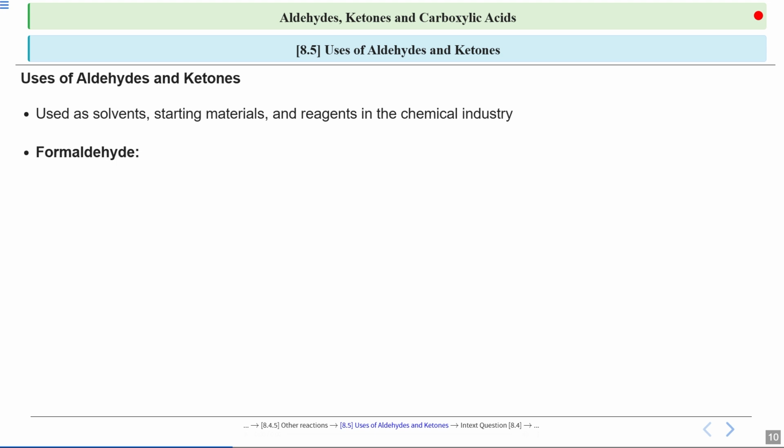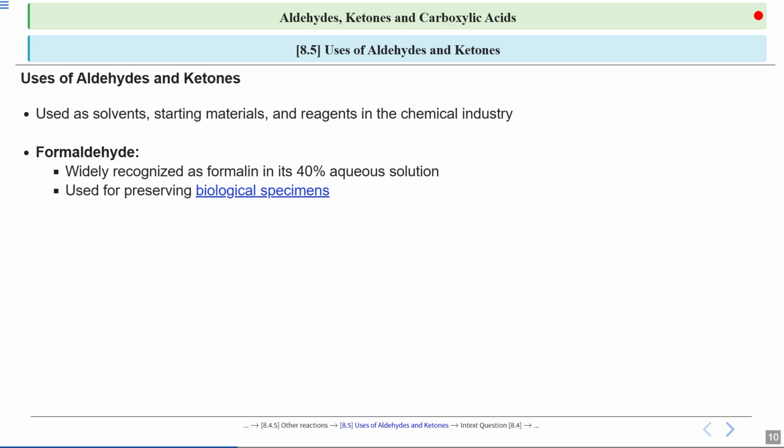Now, if we look at the specific examples, we will start with formaldehyde. So, formaldehyde is the simplest aldehyde, and this compound is widely used in different applications. Formaldehyde is commonly known as formalin when in a 40% aqueous solution. Next, one of the key uses of formaldehyde is in preserving biological specimens. This formaldehyde allows the specimens to be stored for longer periods.